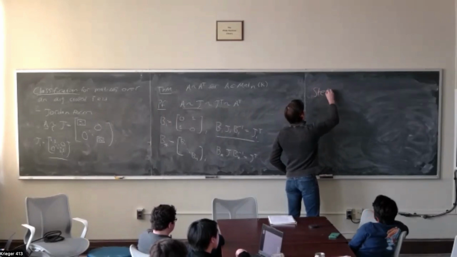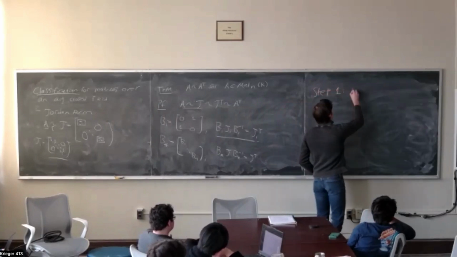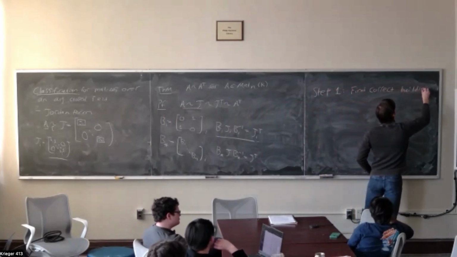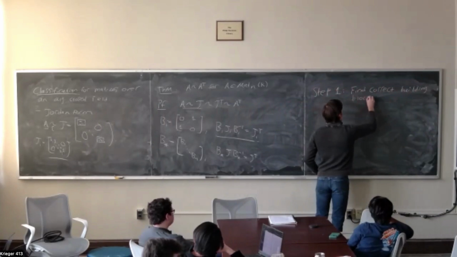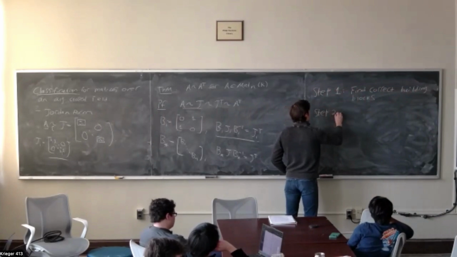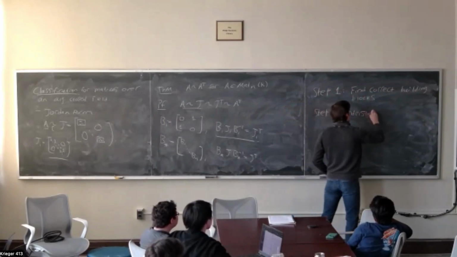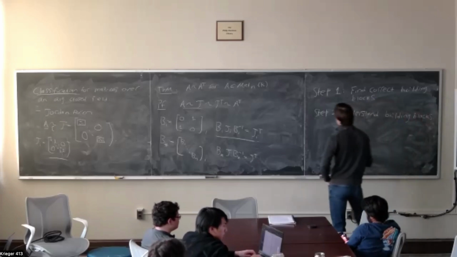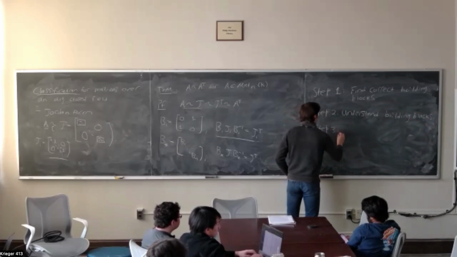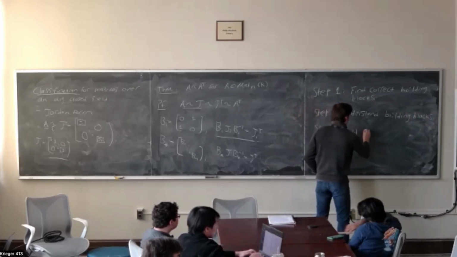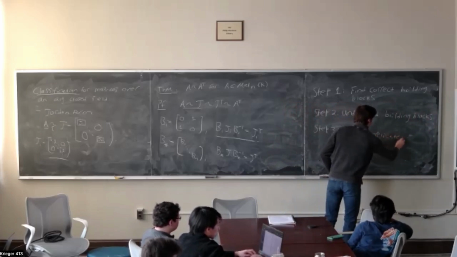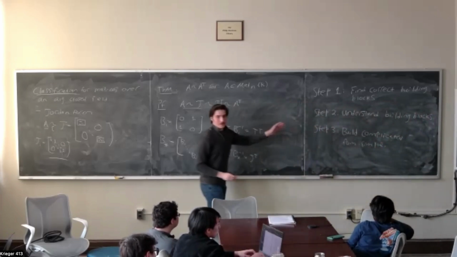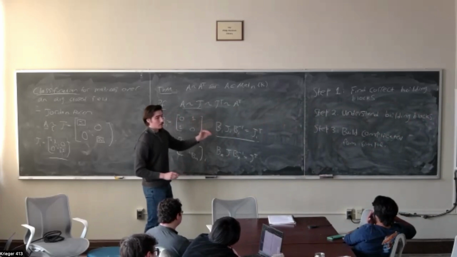Okay, so let's go over here. We're going to write down our program to classify all finite groups. Step one, find the correct building blocks. Step two is going to be understand these building blocks. And step three, we want to build complicated structures from simple ones. Okay, so this is our three-step program, and the rest of the talk will be dedicated to going through this step by step.